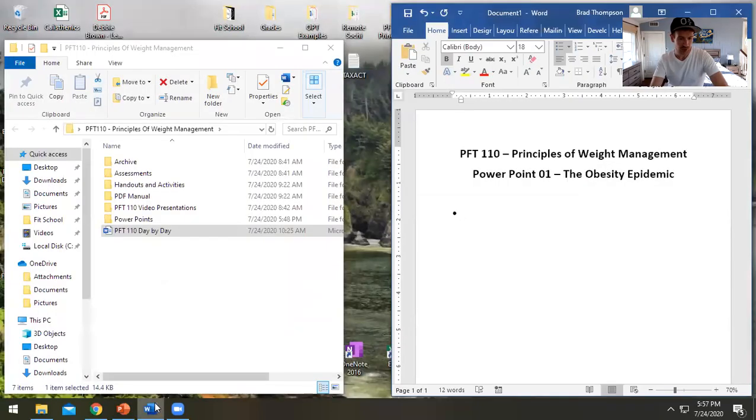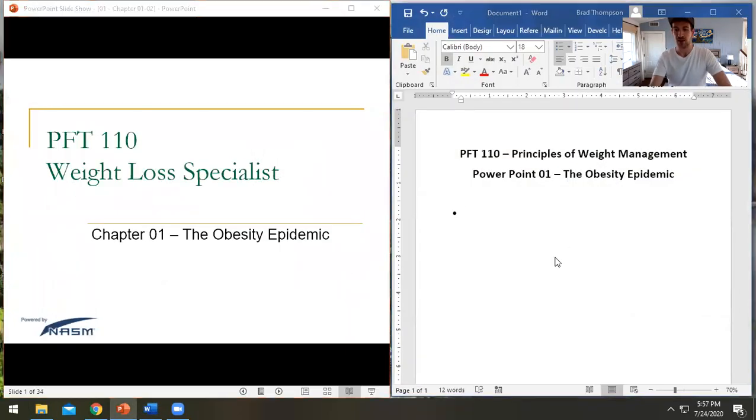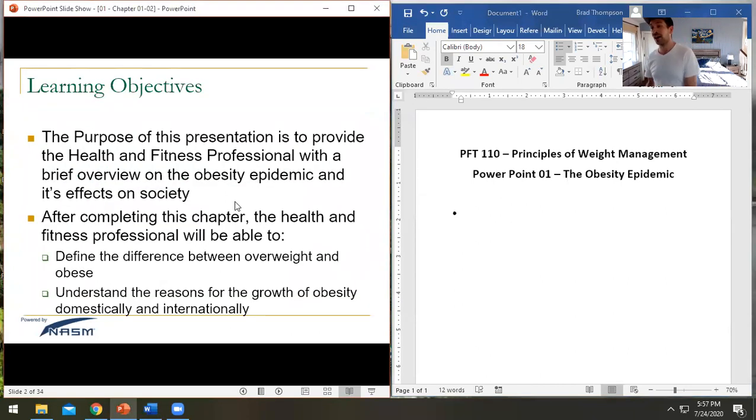Okay. So let's go ahead and dive into the PowerPoint part here. We're looking at chapter 1, which is going to be the obesity epidemic. I always do this whole spiel whenever I talk about packet classes. This is that first chapter of every packet where NASM always justifies the fact that you just purchased this certification. We're going to talk really briefly about how common obesity is and why there's a need for personal trainers who know how to address it.